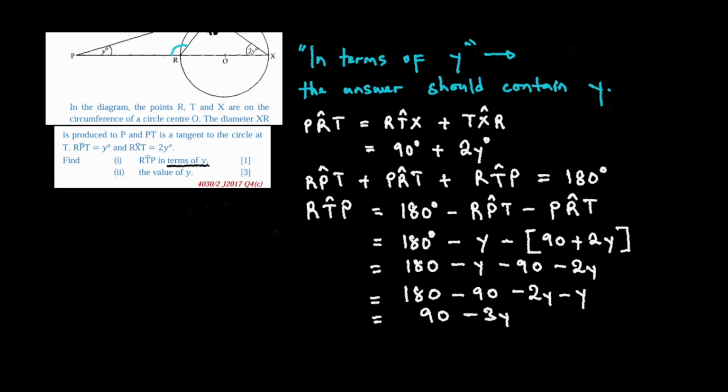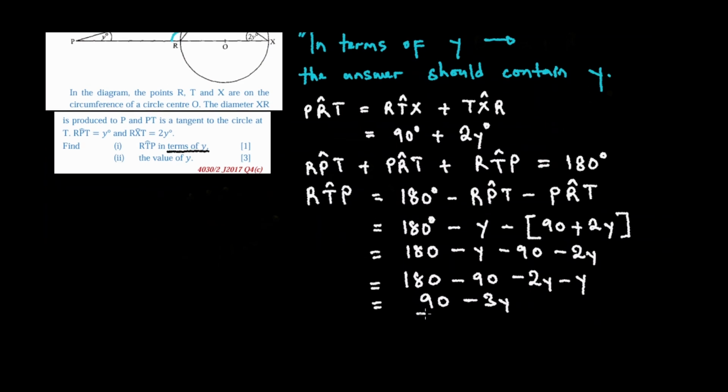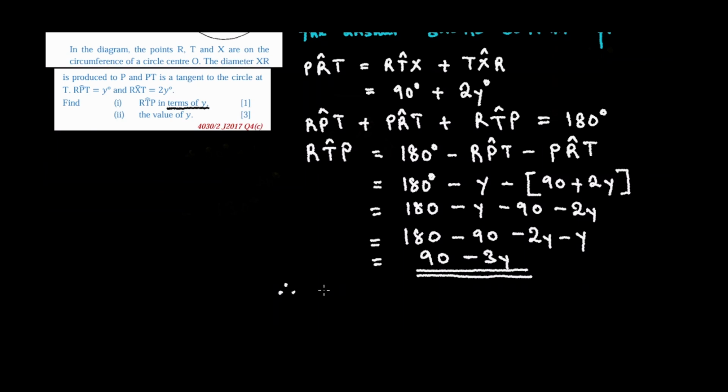Saka answer yedu inonomakwa, it's 90 minus 3y. Ndiyo the value of RTP in terms of y. Saka reka ndise therefore statement kuti zvinatso make sense. Therefore RTP is equal to 90 minus 3y. Samukona kuti answer yenyu ina y mukati mayo, ndo zvinoreva kuti in terms of y. So that's an area you have to be careful of.